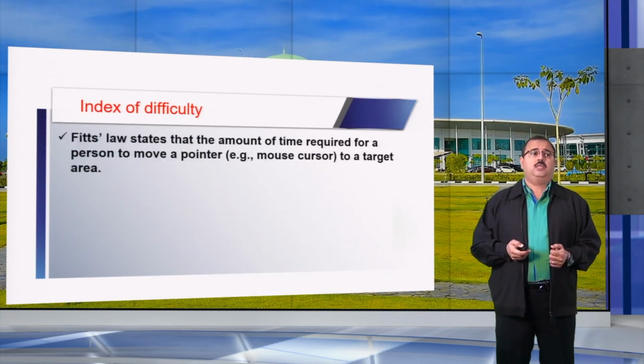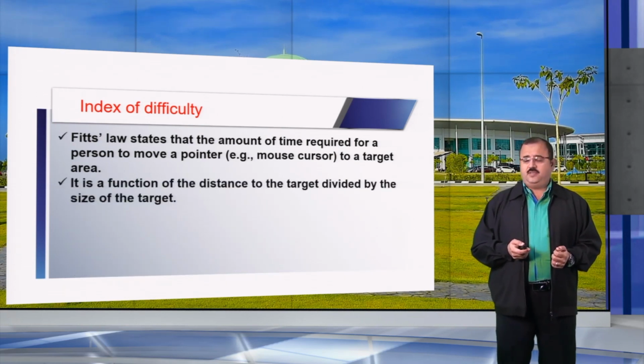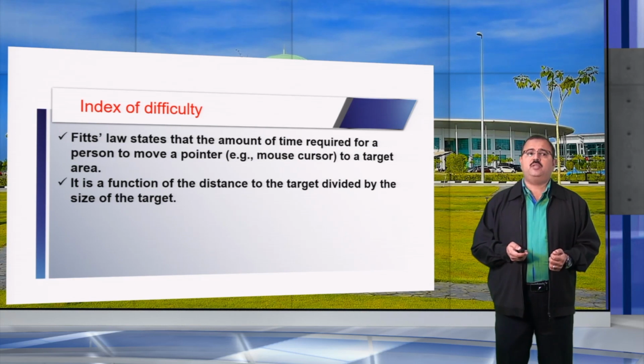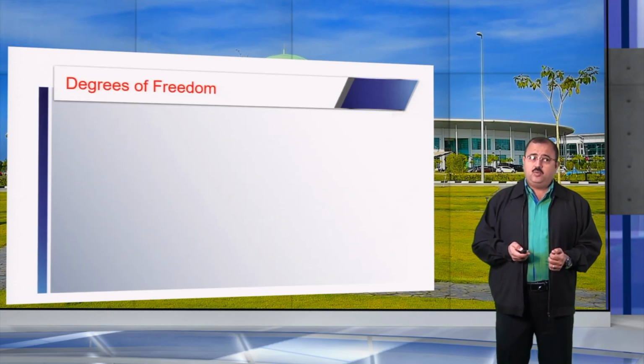Index of difficulty can be measured by Fitts' Law. Fitts' Law states that the amount of time required for a person to move a pointer, such as a mouse cursor, to the target area is a function of the distance to the target divided by the size of the target, as shown in this formula.